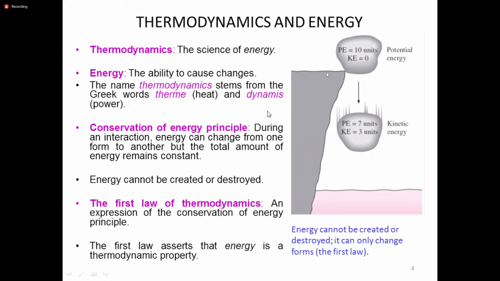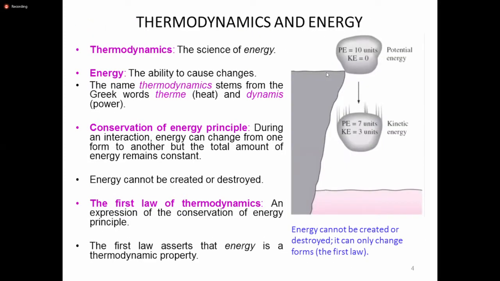We can't generate energy, we can't destroy energy. So the first law of thermodynamics is an expression of the conservation of energy principle: how one form of energy gets converted into another form, provided that the total amount of energy remains constant. The first law asserts that energy is a thermodynamic property, and that's very true, because in order to define a system, we require certain properties, and the system which contains the energy, obviously that energy we can call a thermodynamic property.